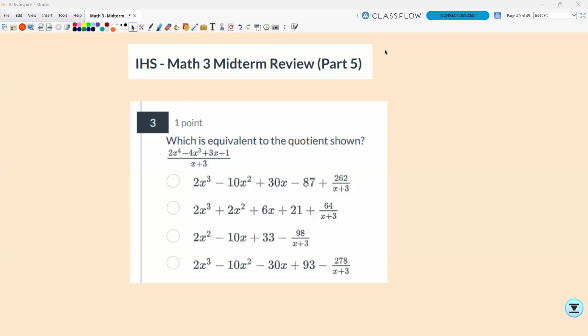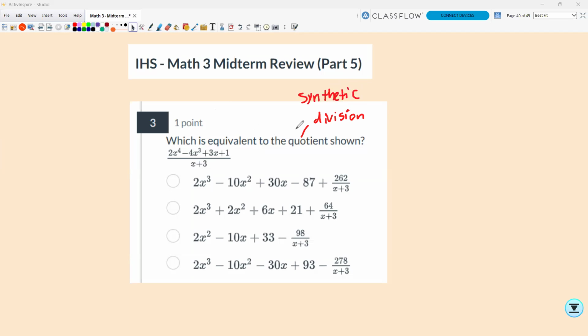Question 3, it says which is equivalent to the quotient shown. Quotient is division. Now you can divide using long or synthetic. You may have only learned synthetic, which is fine, but if you have x plus 3, that can be done with synthetic. So let's do this with synthetic division.